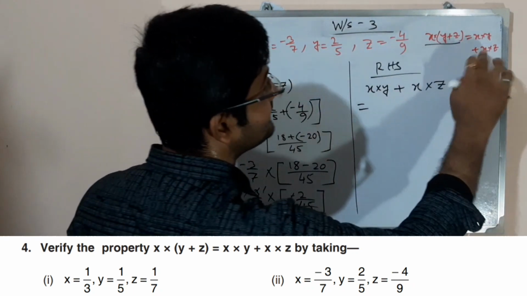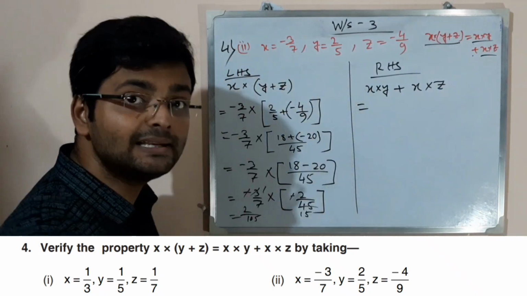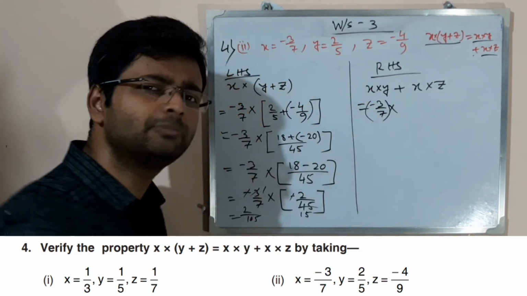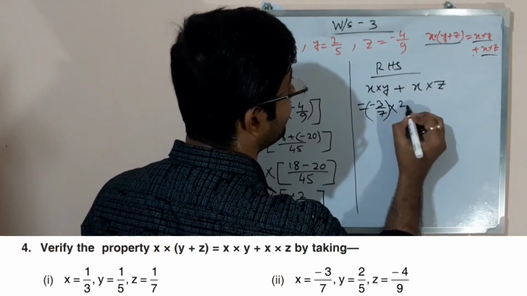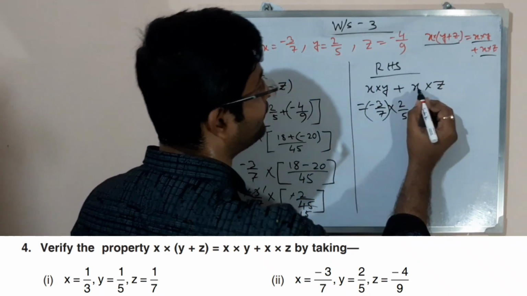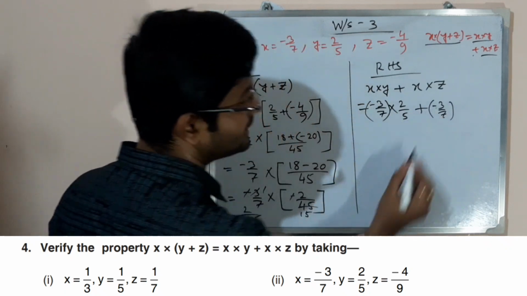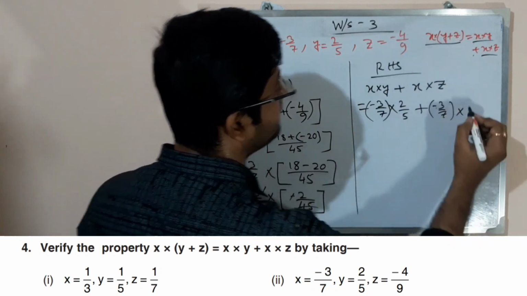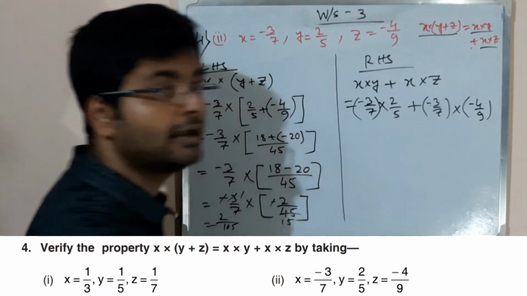Right hand side, that is x into y plus x into z. So what is the value of x? Minus 3 by 7. So we'll write 3 by 7 into, see it is minus, so it is better to put the number in the bracket. So what is the value of y? 2 by 5. Plus sign, then I'll write plus, then again put the value of x, that is minus 3 by 7. Plus minus sign together, so put the bracket into, now what is the value of z? Minus 4 by 9. Why have I put the bracket? Because again into and minus sign.